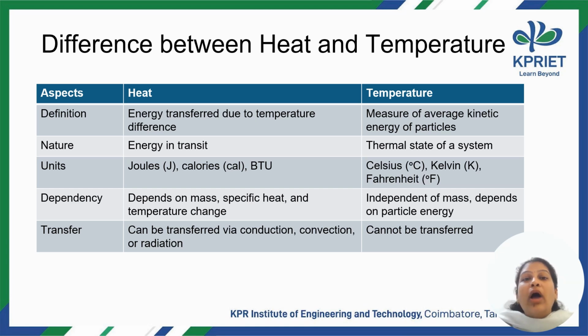I think you all know about specific heat. Specific heat is the amount of heat required to raise the temperature of 1 kilogram of a substance by 1 degree Celsius. Whereas temperature is independent of mass and depends only on particle energy, that is kinetic energy of the particles. Heat can be transferred by making use of conduction, convection and radiation, but we cannot transfer temperature. So here is a broad differentiation between heat and temperature.